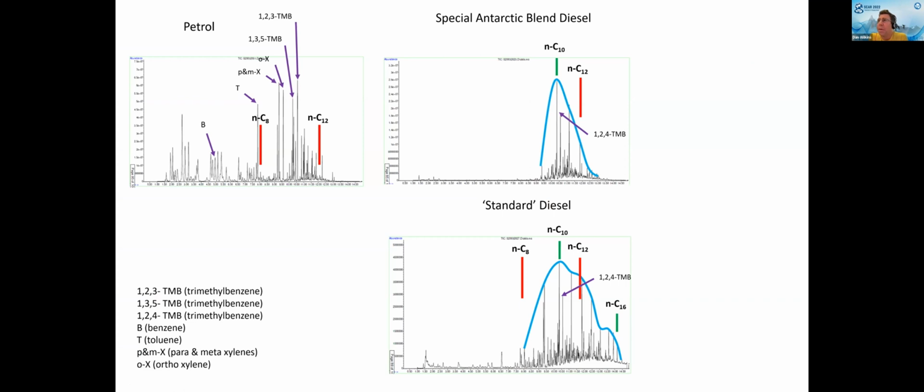So this is what the chromatograms look like from our vapor cartridges. If you're used to looking at chromatograms for hydrocarbons, you'll notice we're looking at the front end here. So we're talking about the volatiles, so we're picking up those F1 and start of F2 fraction. And they look quite different depending upon whether you're looking at petrol, special Antarctic blend diesel, or standard diesel.